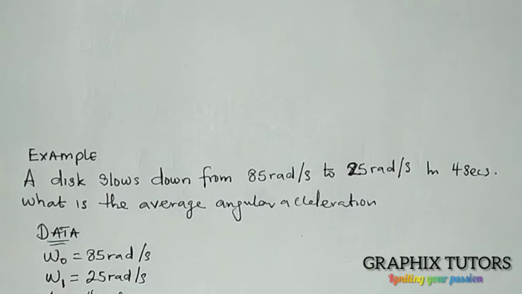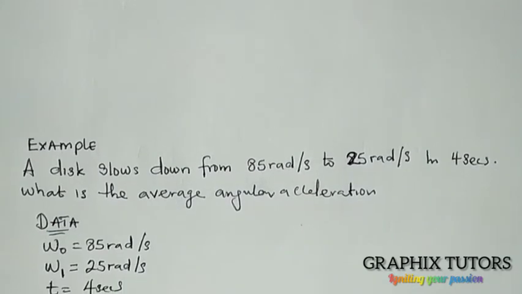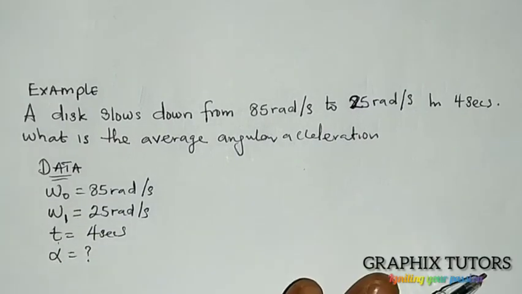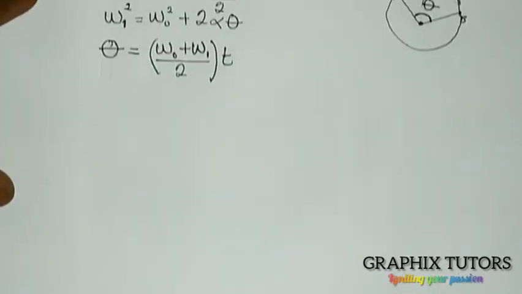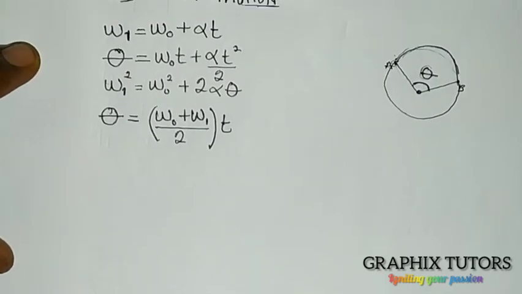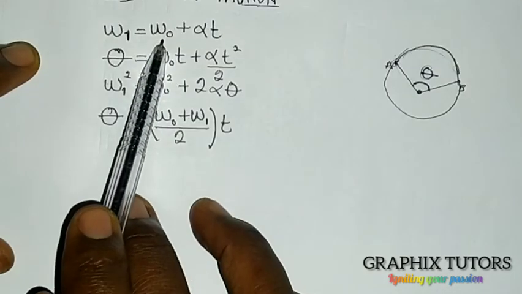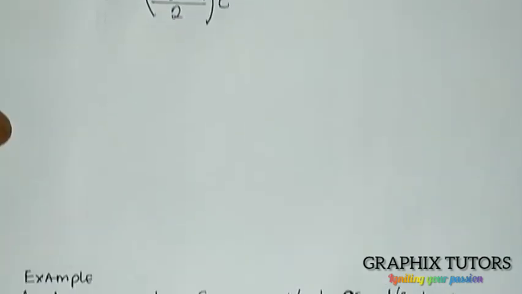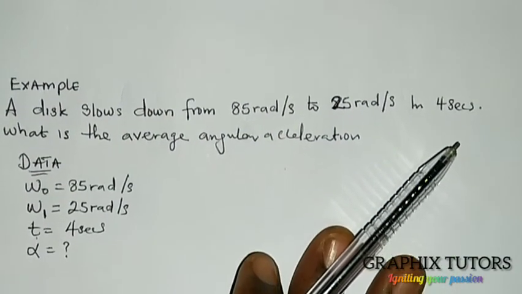So we're looking for acceleration. Don't forget one thing, that it is slowing down. That means it is decelerating. Now we're looking for acceleration given initial, final, and time. That means it is in the first equation: initial velocity, final velocity, acceleration, and time. So we are going to put it this way.